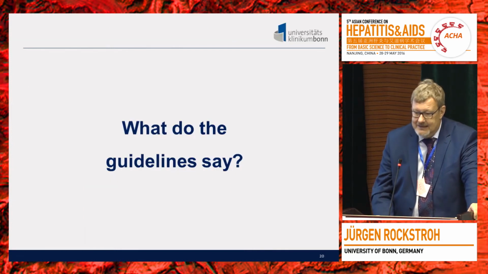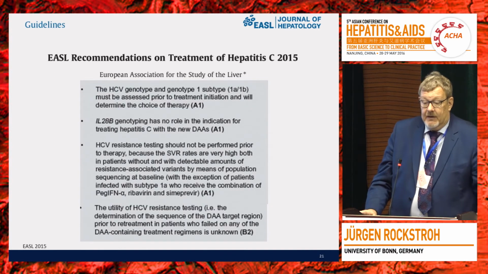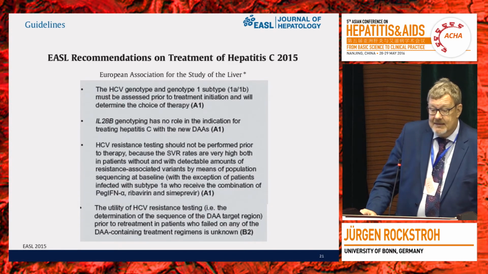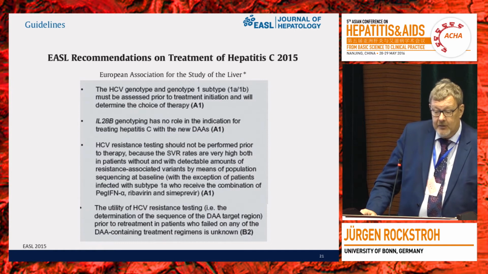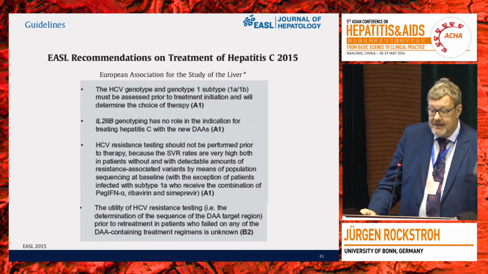Now, what do the guidelines say? The guidelines are very clear. They say hepatitis C resistance testing should not be performed prior to therapy because the SVR rates are very high, both in patients with and without detectable amounts of resistance-associated variants, by means of population sequencing. So here you see there's a suggestion to use the 15% cutoff rather than the 1%.